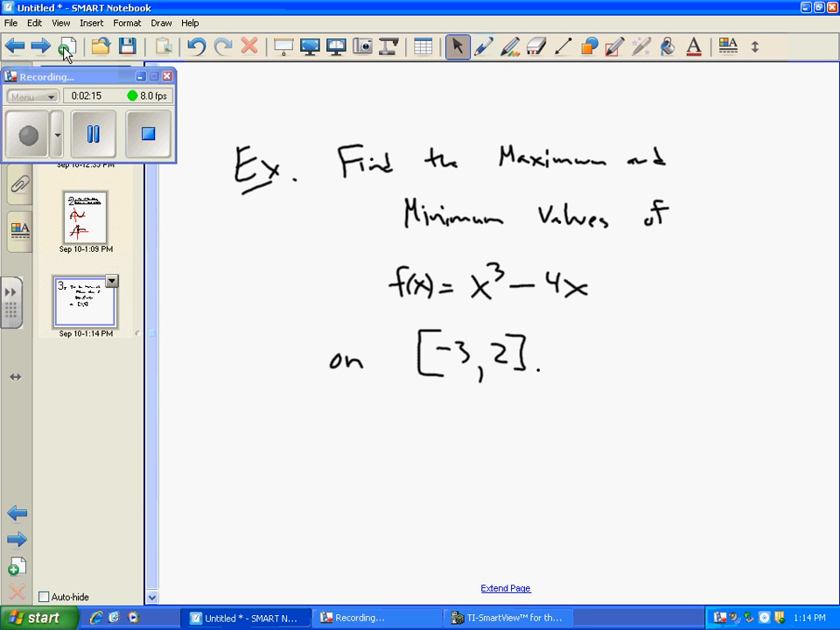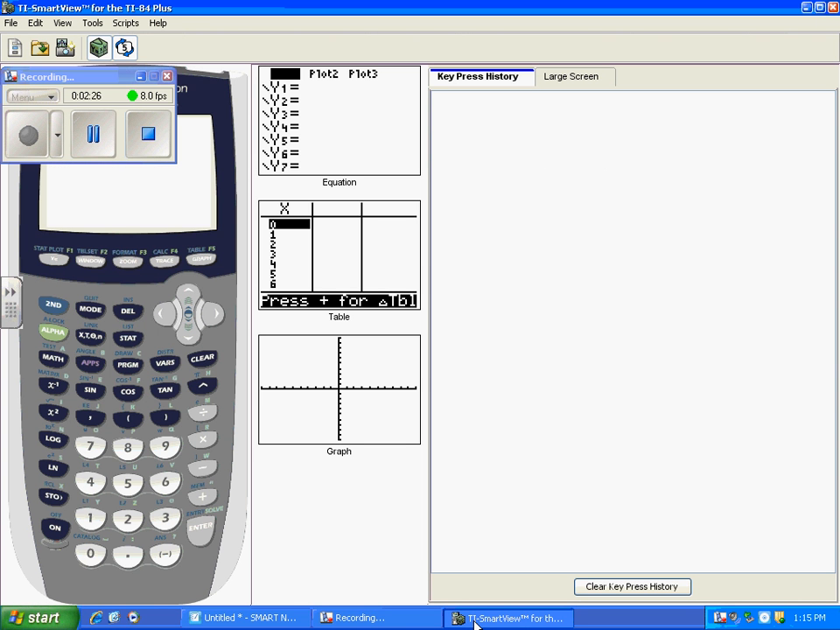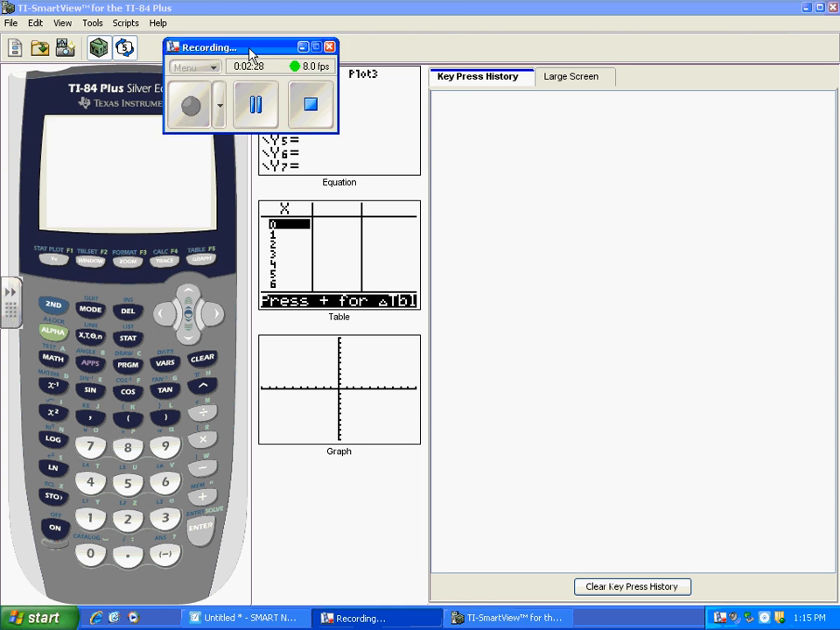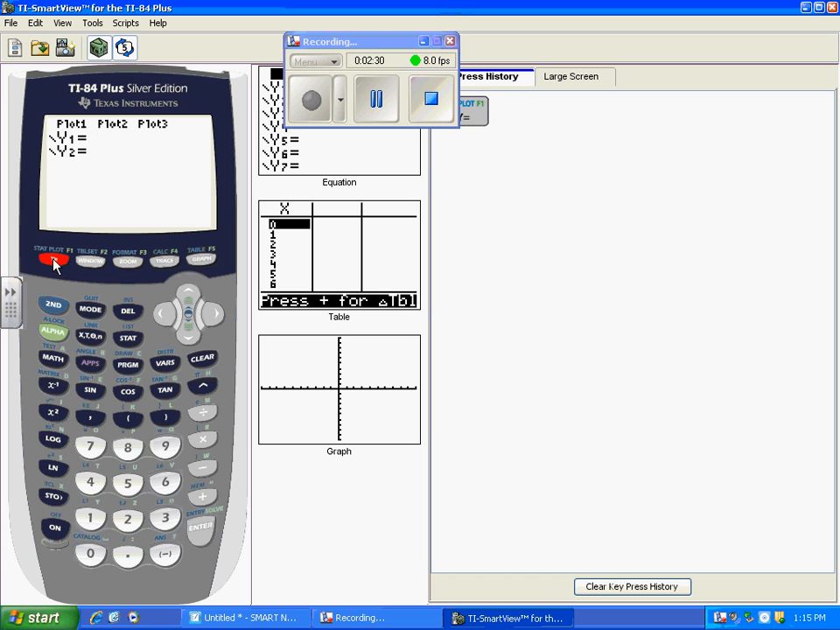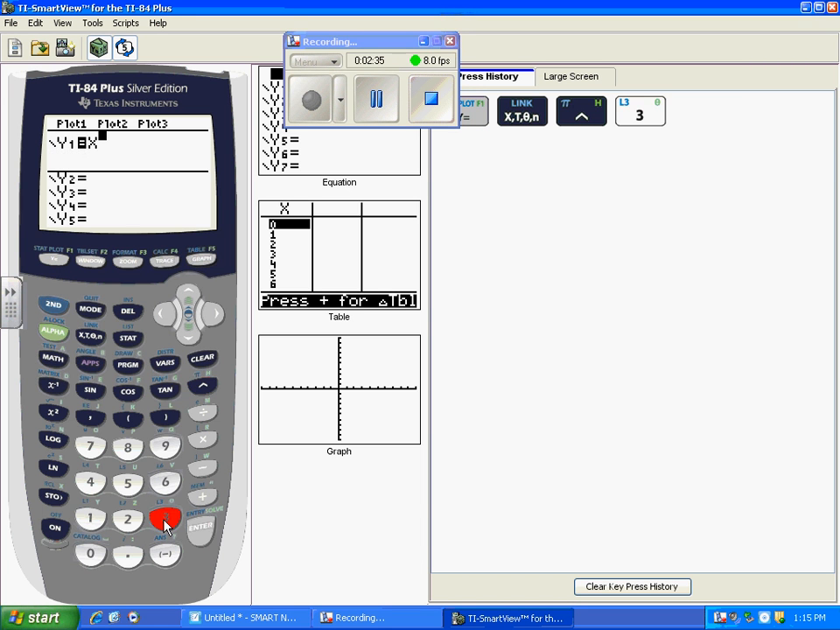So to do this, the first thing you want to do is graph the function on the interval. I'll be using a TI-84 today. You can do the same thing on a TI-89. There are subtle differences, so ask your teacher to help you out with that. So here we go. First thing we do is we go to y equals, and we're going to type our function in. So x cubed minus 4x.